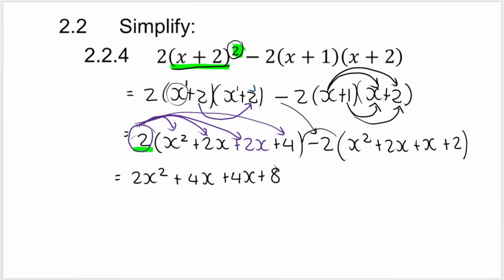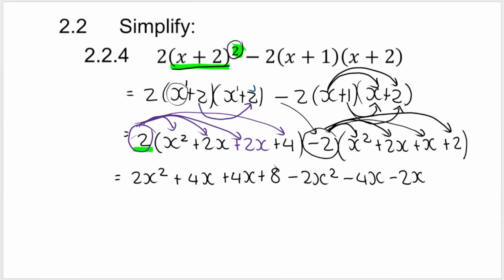The negative 2 outside the bracket needs to get multiplied by every single little term inside the bracket that it's outside of. So negative 2 times x squared, negative 2x squared. Negative 2 times 2x is negative 4x. Negative 2 times x, negative 2x. Negative 2 times 2, negative 4.